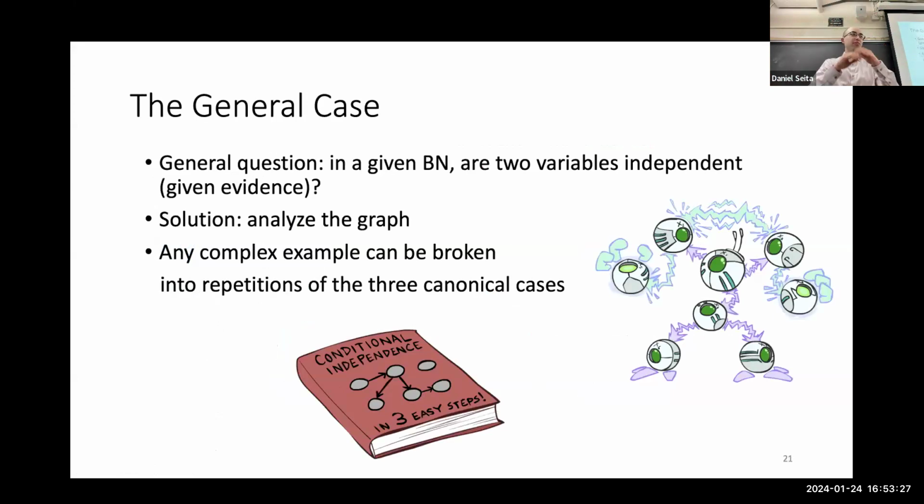And so we talked about three special cases with three nodes, but most Bayes nets will have many more nodes, or many different types of structures in them. So the interesting question is, in any given Bayes net, can we claim that two random variables are guaranteed to be independent, possibly given some evidence? If you analyze the graph, any example can be broken into different repetitions of the three canonical cases that we just talked about: the common cause, the common effect, and then the causality.